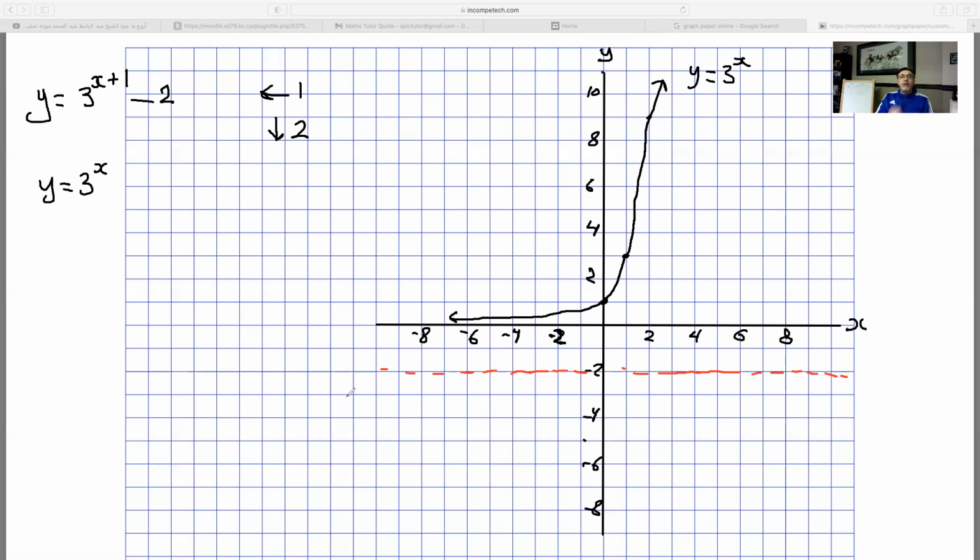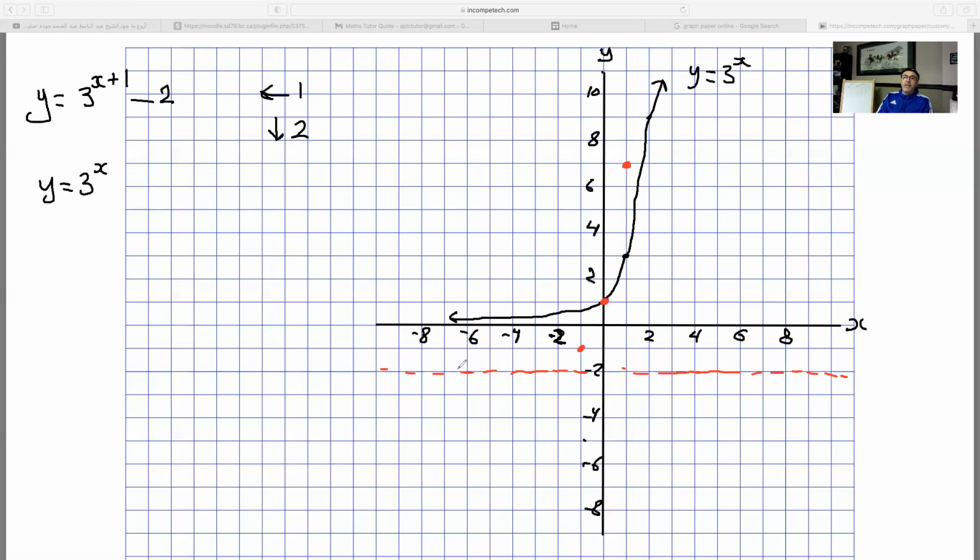And now let's look at these 3 points right here and look where they're going to move to. So this moves 1 to the left and 2 down. So that point will go right there. This is 0 and 1. Also the 1 and 3, it will move left 1 and it goes down 2. So it just overlaps with this point right here. And this point here, it will go left 1 and down 2.